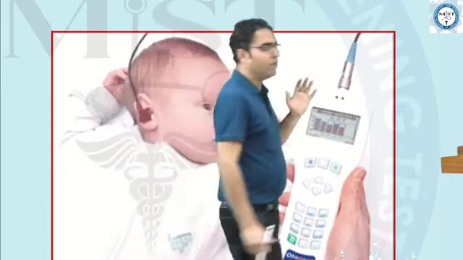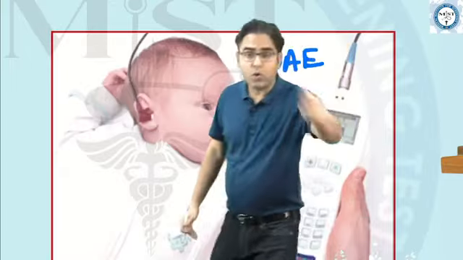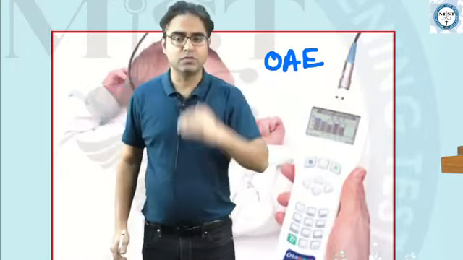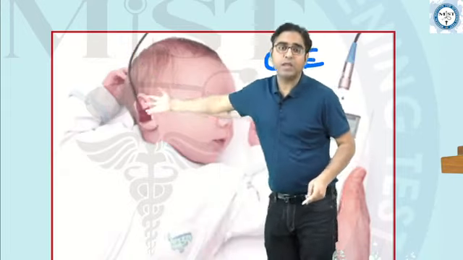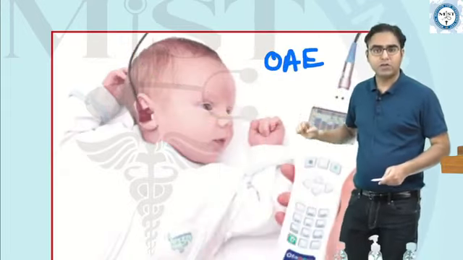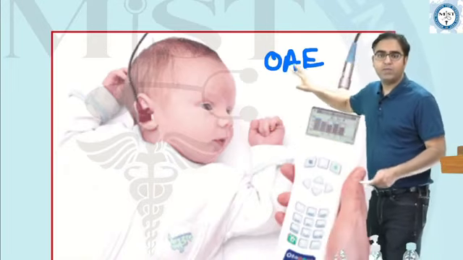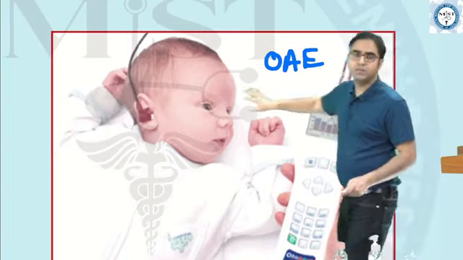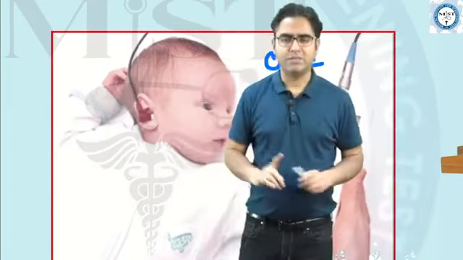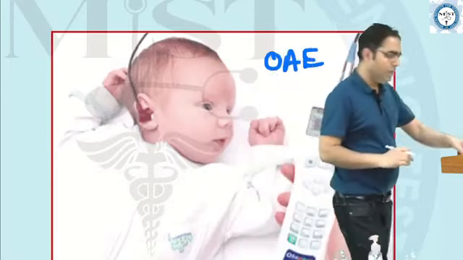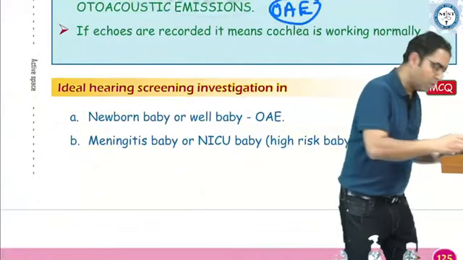Once again, what is the full form of OAE? Tell me, beta. Otoacoustic emission. What is emission? Echoes. What is the principle? We give sound to the ear and we record echoes from outer hair cells of the cochlea. These echoes are called otoacoustic emission. If echoes are recorded here, it means this child's cochlea is working normally. It's a simple, very basic kind of test. Okay, now advanced question, beta. MCQ, PG question.